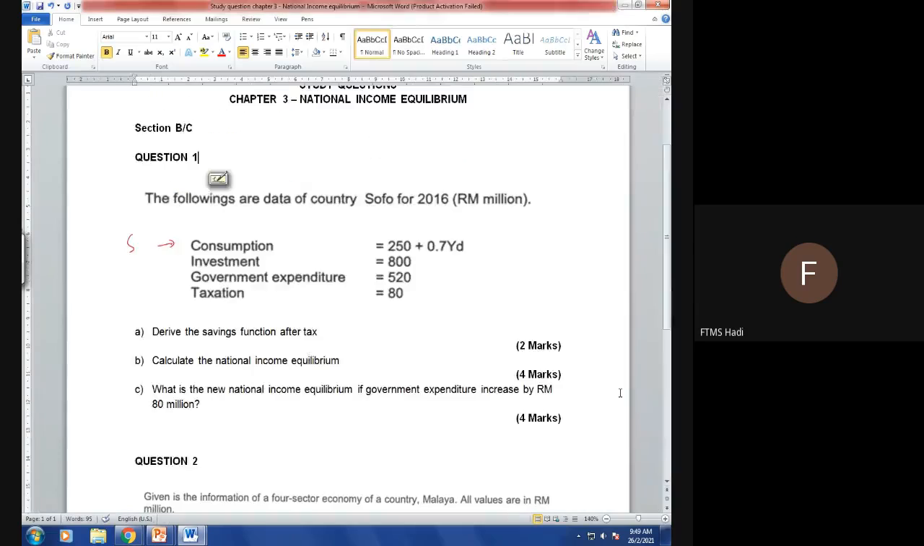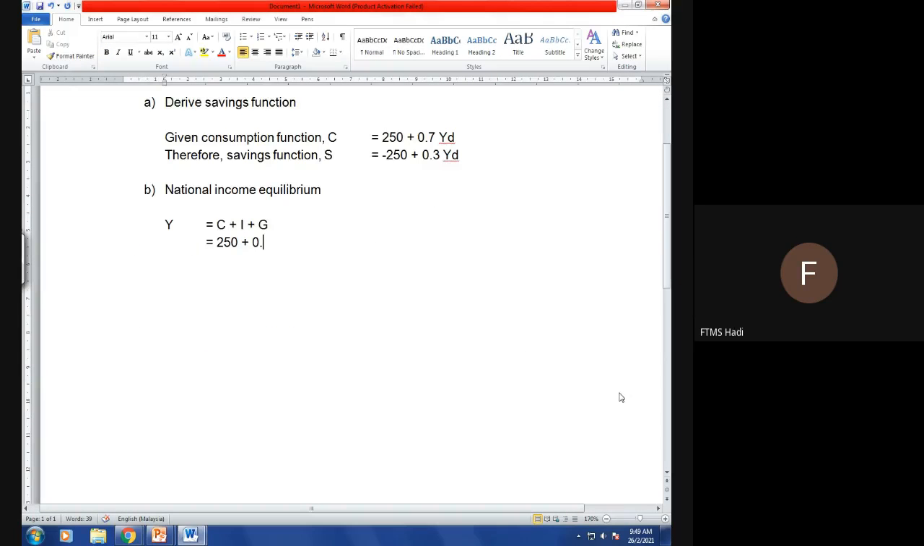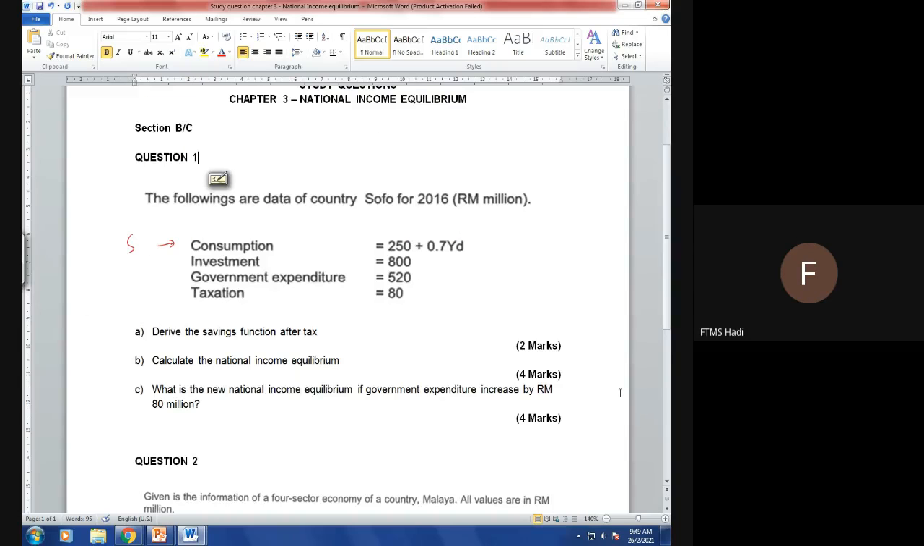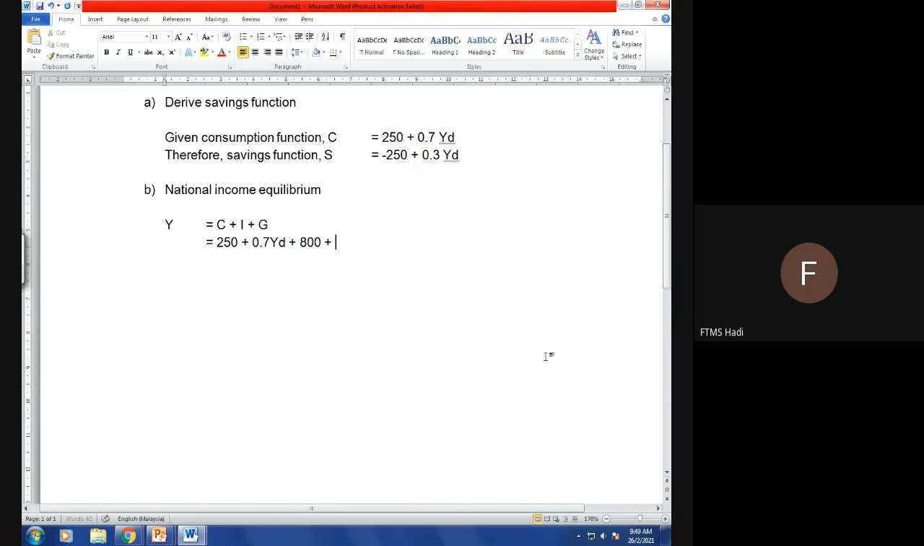250 plus 0.7 YD plus I, 800, plus G, 520. Okay, we need to expand the formula whereby, remember, we have taxes earlier, right? This one, 80. So 250 plus 0.7 Y minus taxation earlier, which is 80.